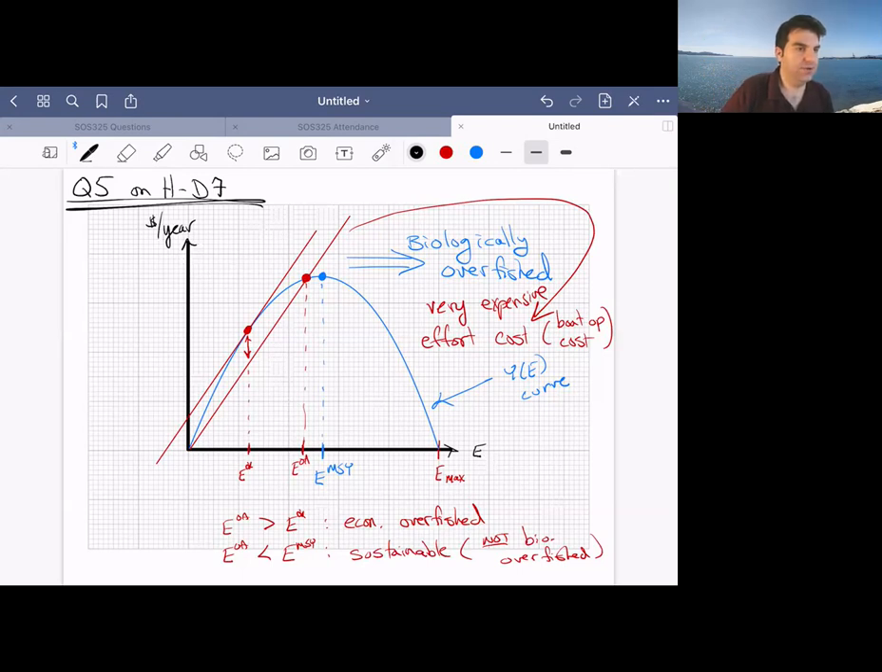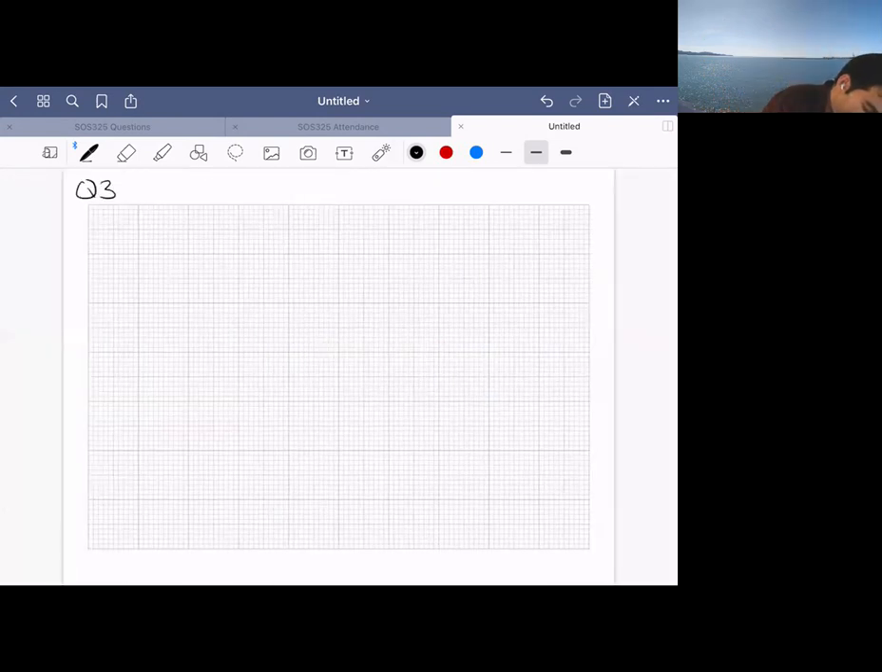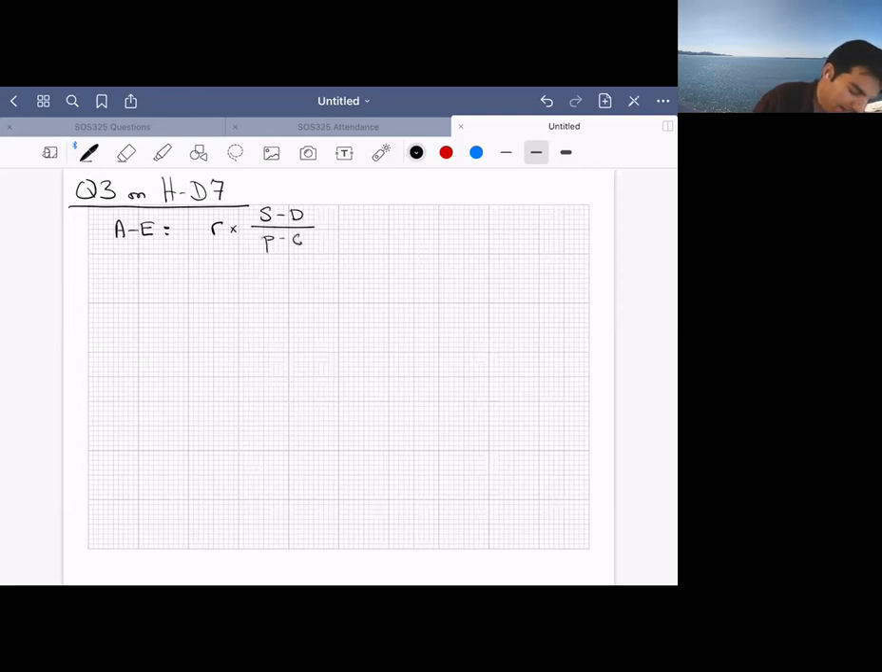All right, so question 3 on homework D7. I think my comment on Slack, if I remember correctly, and please correct me, you can do it if you like on the meeting pulse. If you want to be anonymous, that's fine. I believe on Slack, I said for A through E, you can just use this quantity R times S minus D over P minus C. And the idea is here you have 5 variables, and you see what effect they have on this quantity.